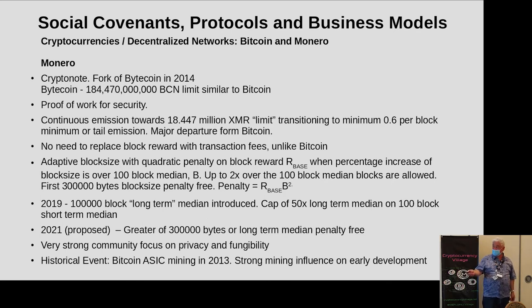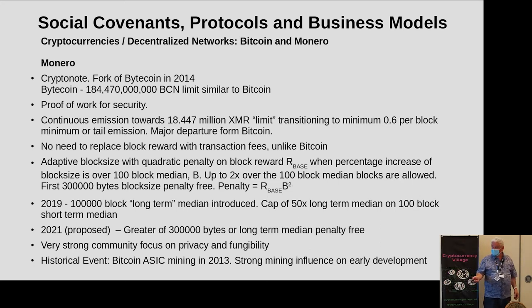Okay, so you have a regular decay curve. And then you go into the tail emission. What also Monero did is they moved the decimal point by 10,000. Which, I mean, that's significant in that respect, in the sense it looks like it.